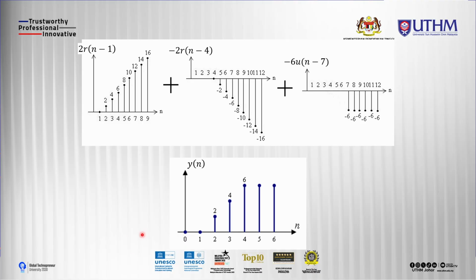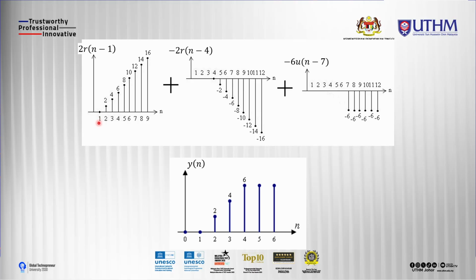The previous slide showed you a table form. Now I would like to share it with you in a graph or figure form. First, from the table form, you get 2 ramp n minus 1, so 2 ramp n minus 1.